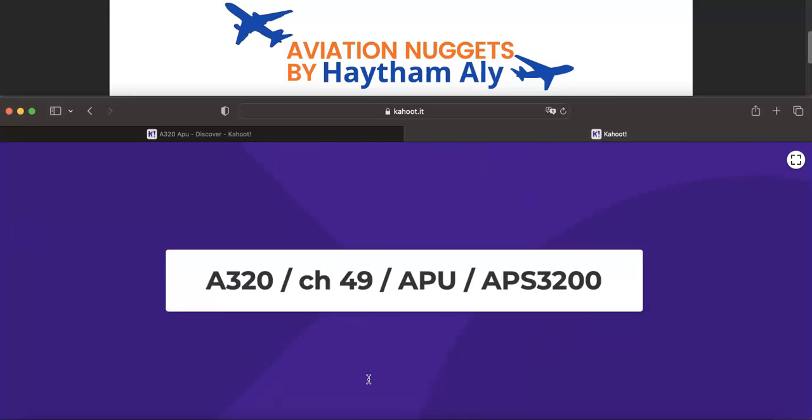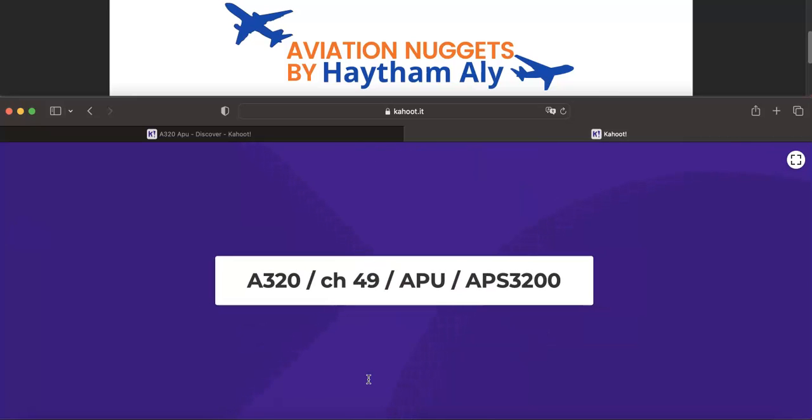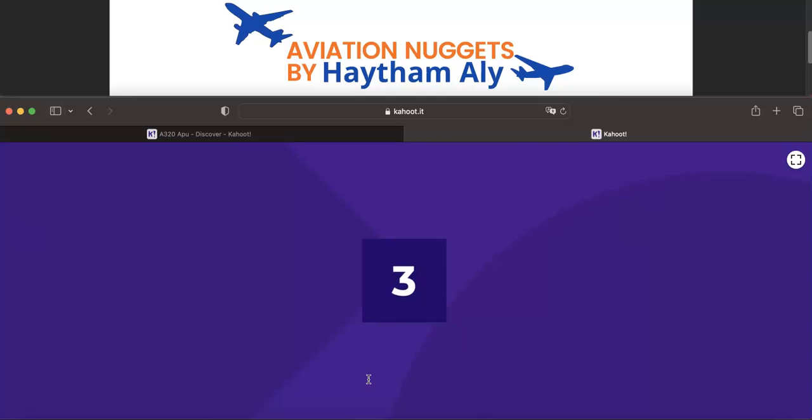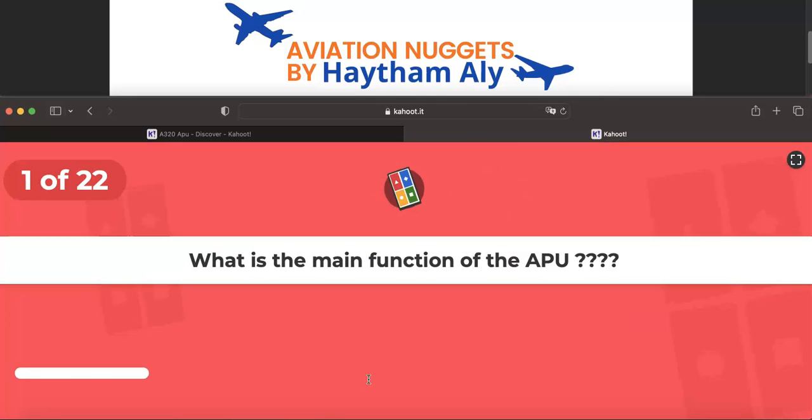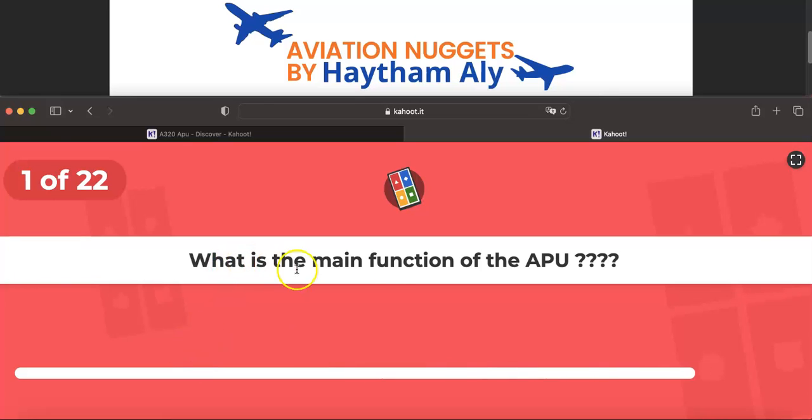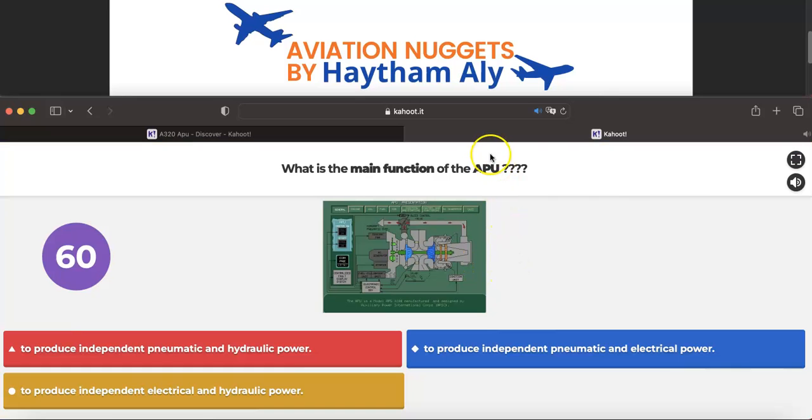Okay, so let's start the quiz now. Chapter 49 on APS3200. Question number 1. What is the main function of the auxiliary power unit?